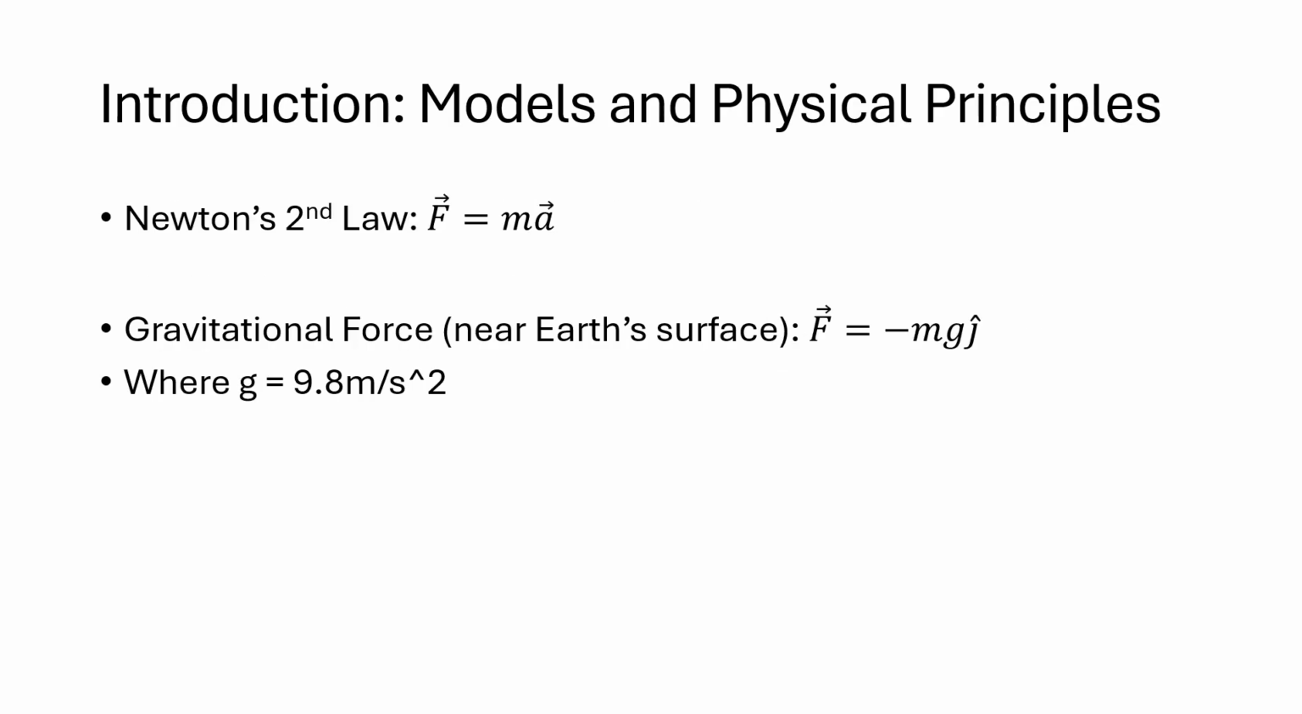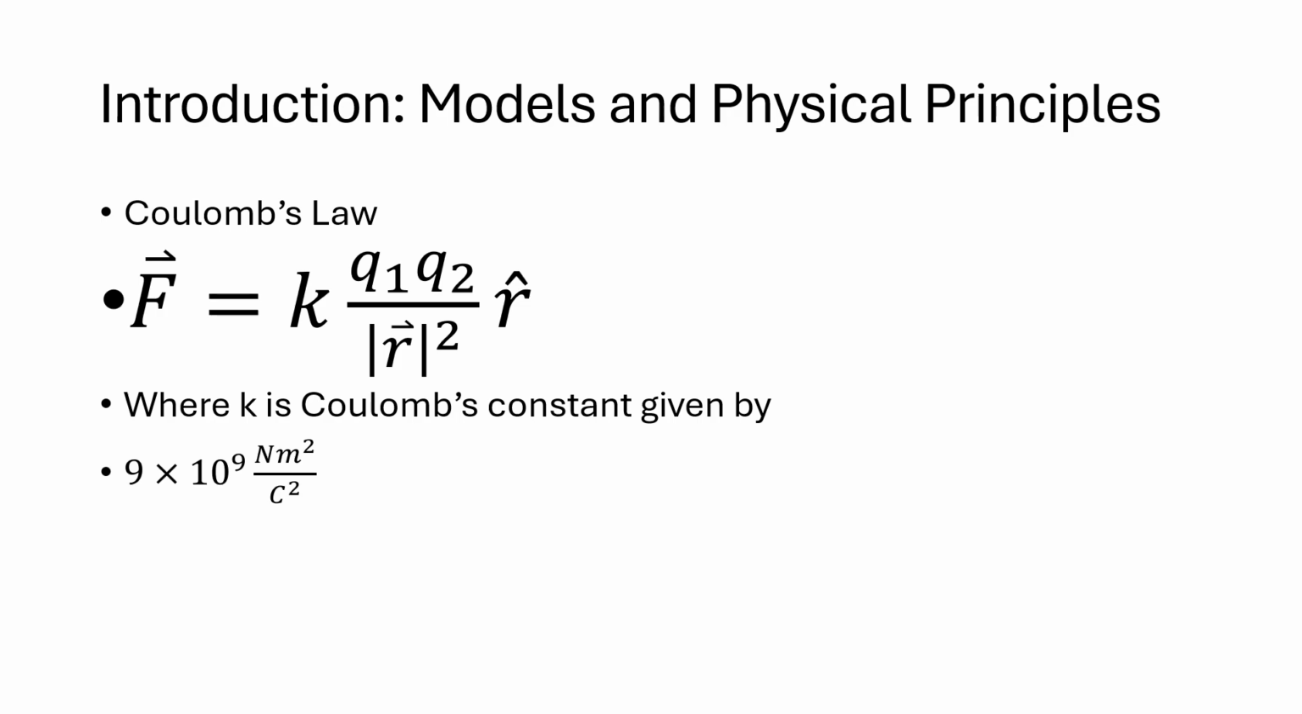Starting off with some key principles, Newton's second law states that the force is given by mass times acceleration. This can be extended to the gravitational force, where force is given by mass times the acceleration due to gravity, which is 9.8 meters per second squared.